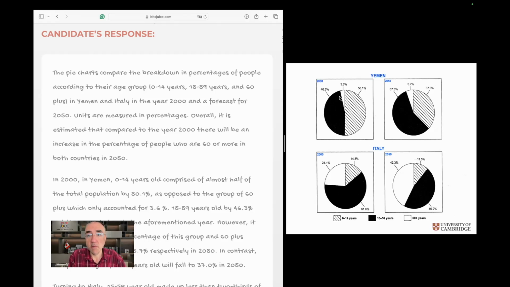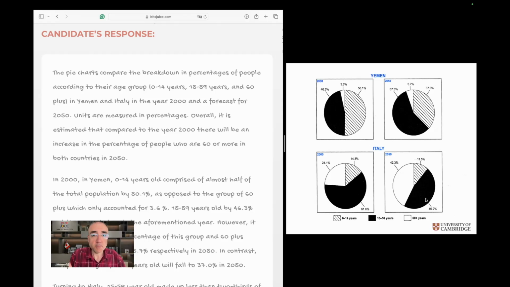In Yemen, the black portion, the 15 to 59-year-olds, increased, whereas the same demographic or the same group of people decreased in Italy. That would have made more sense because unlike the other two, which were similar, this one was actually different. And frankly speaking, the black color stands a lot out to me. So I would have used that one.